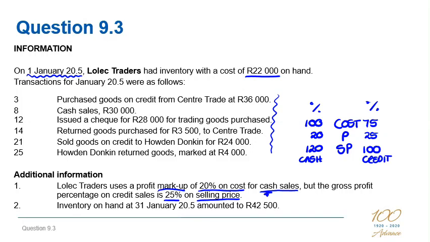Good, so I'm not going to revise the calculations, I'm just reminding you of how to deal with these different gross profit percentages. In additional information number 2, they tell us that inventory on hand at 31 January 20.5 amounted to 42,500. So can you see we had the opening inventory at the top there, and now they give us the closing inventory as additional information number 2. So I'm just going to show you for the perpetual inventory system how they accounted for all of these transactions in the general ledger accounts.